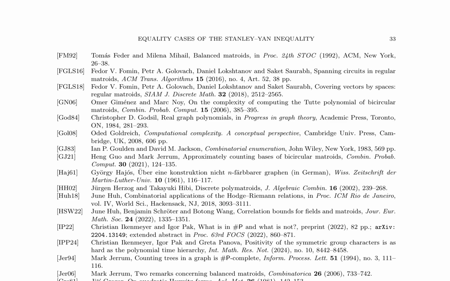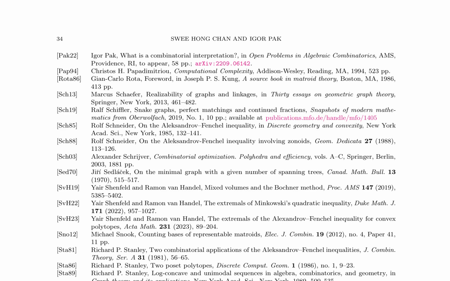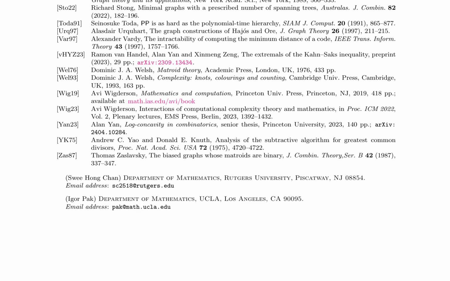The pages discuss various aspects of matroid theory, including the Stanley-Yan inequality, balanced matroids, and the Tutte polynomial. They also touch on computational complexity, particularly the hardness of computing the Tutte polynomial and the complexity of certain algorithms. The papers referenced cover a range of topics, from the complexity of computing the Tutte polynomial to the hardness of certain problems in combinatorial optimization. The authors discuss the importance of understanding these complexities in the context of matroid theory and its applications. They also highlight the role of computational complexity in determining the feasibility of solving problems in this field.